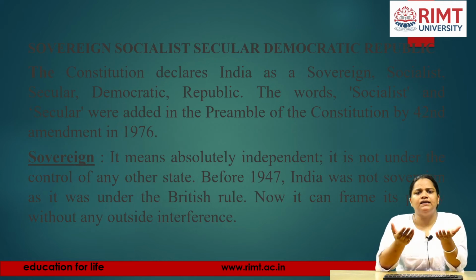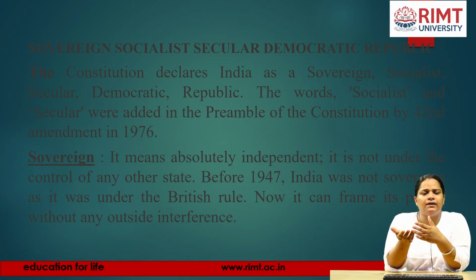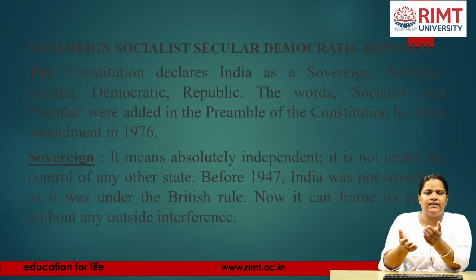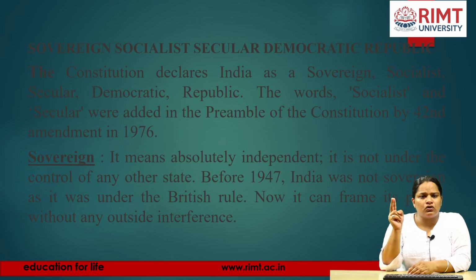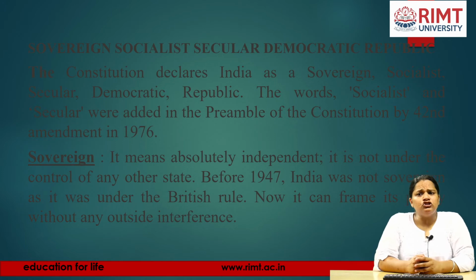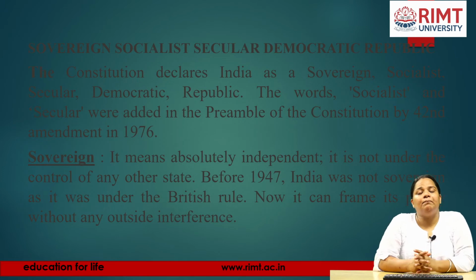Moving further, in the last few points we have been discussing sovereign, socialist, secular, democratic and republic. Let's talk about this. What are these things? Basically, the constitution declares India as sovereign, socialist, secular, democratic and republic. The words socialist and secular were added in the preamble of the constitution by the 42nd amendment in 1976. Yes, it seems quite strange, but the words socialist and secular were not part of the Indian constitution or preamble originally. They were added only in 1976.